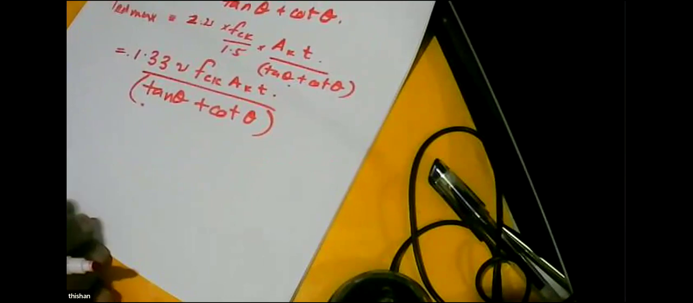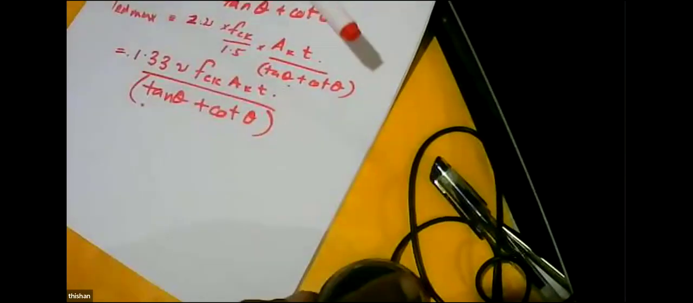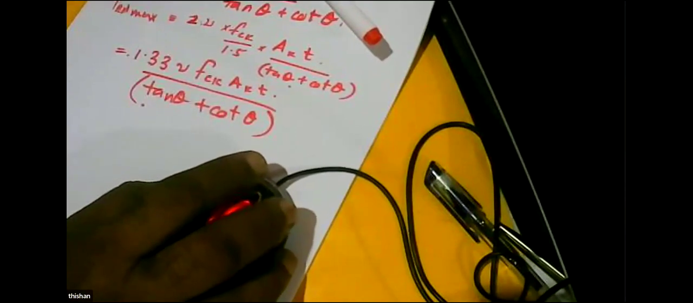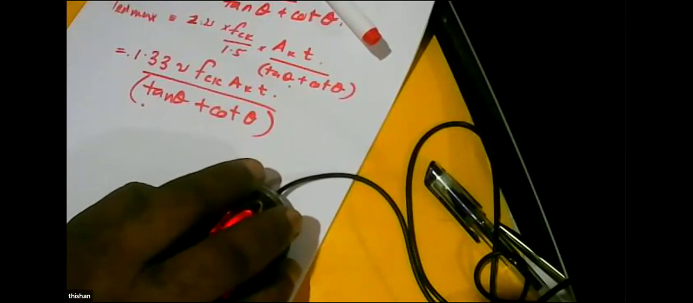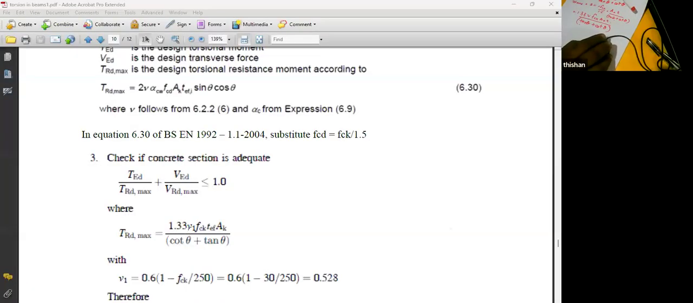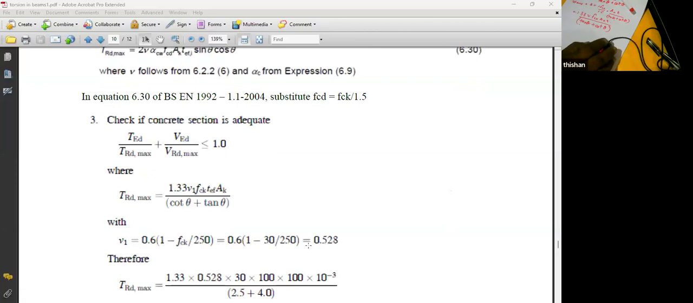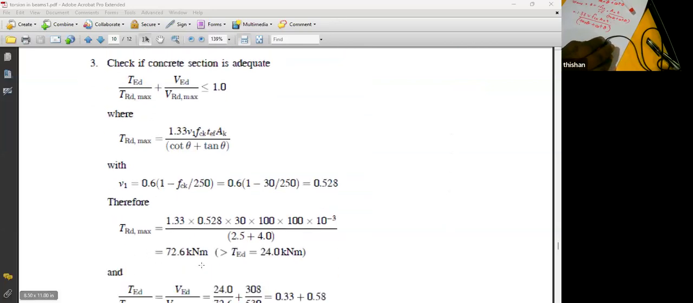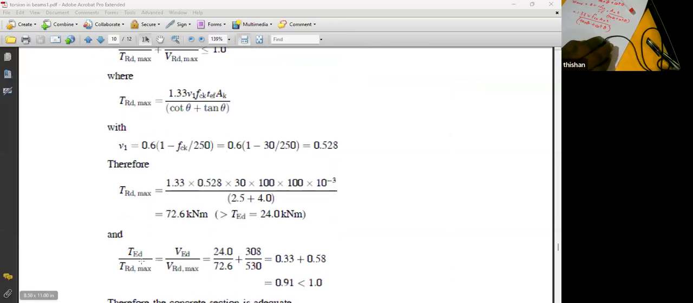Is that clear, Vandula? Yes, the equation is clear. And if you look at the equation that is used in the design example, can you see? Same equation. So if you are writing a computer program, this equation is easy, rather than writing the code equation. Do you agree? Yes, sir. You also got your value 0.528. So this TRD max comes close to 73. Now we can substitute and see whether it's less than 1.